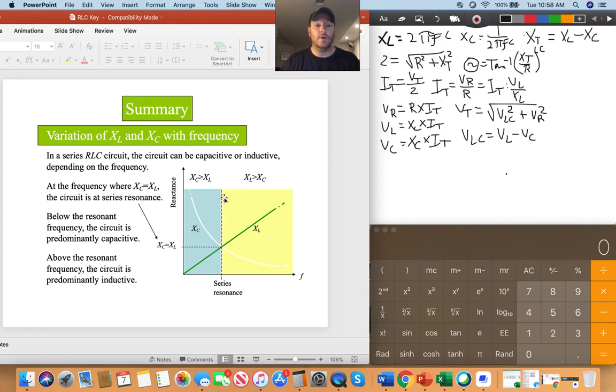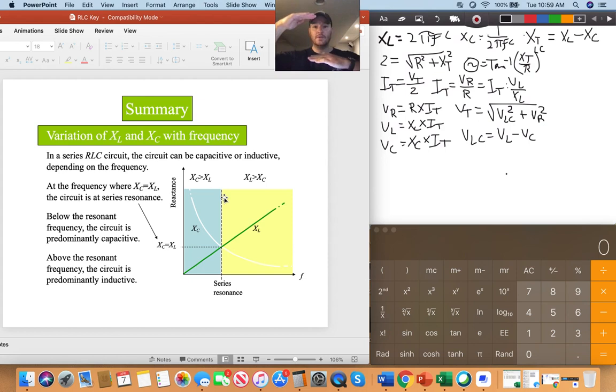At the frequency where X of L and X of C are equal, this is called series resonance. So my circuit is inductive and capacitive. This is where my voltages are. Let's do this. This is the voltage across my capacitor. This is my voltage across my inductor.